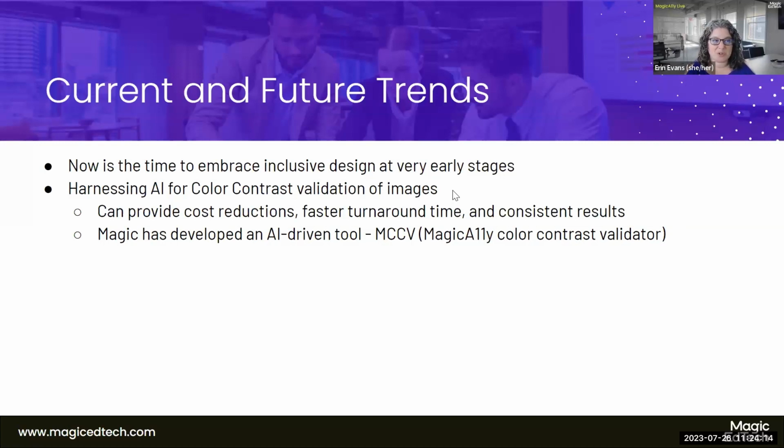I like to say the future is now when it comes to AI, because that's definitely been a hot topic in the last 3 to 6 months, especially in the industry that we're in. And you hear, how do we use AI? There are ways that you can harness artificial intelligence to support finding color contrast issues. Using these AI tools, there's a way to reduce costs, increase your turnaround time, and all of that.